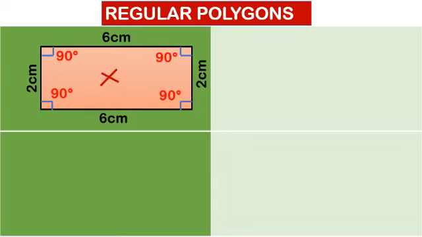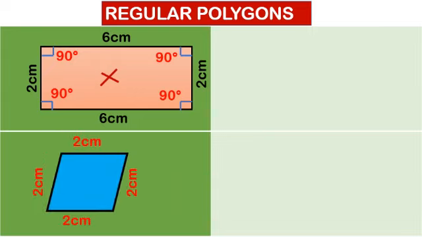Again, let's draw a quadrilateral with equal sides. Here I am going to draw a parallelogram with each side 2 cm. Should the angles also be equal, children? A parallelogram with equal sides may not have equal angles. So a parallelogram is also not a regular polygon.